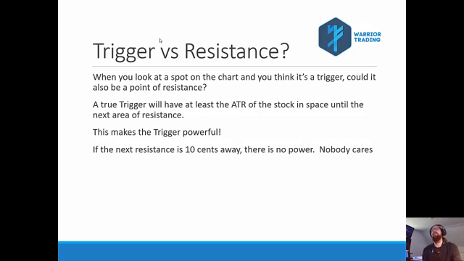All right, so what's a trigger versus resistance? Well, resistance is usually the top. There's not a lot of potential past a resistance level. Whereas a trigger still has lots of resistance, still has lots of potential on the other side. Okay, so triggers open up windows and resistance closes windows. And of course, the bigger the window, the more potential that you have.